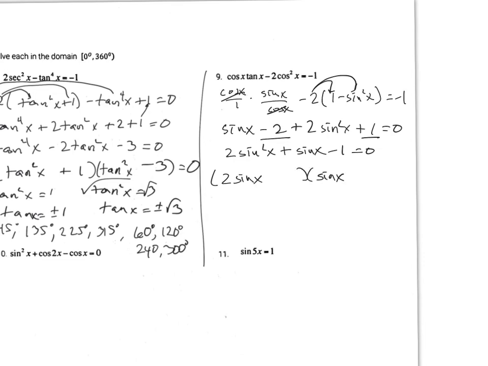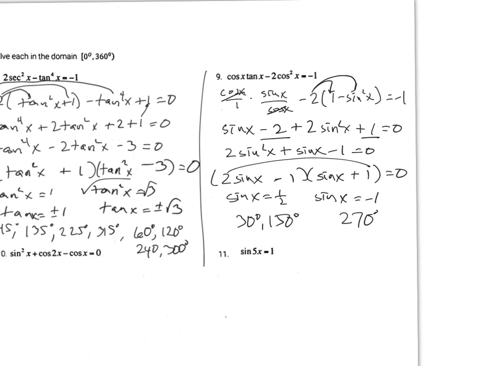Factor this out. The only way to get 1 is 1 times 1. And so we want this one to be a positive, so we get 2 minus 1. So now we get that the sine of x is equal to 1/2, and the sine of x is equal to -1. We're in degrees. Sine is 1/2, right, in first and second quadrant, so 30 degrees, 150 degrees. Sine is -1 straight down, 270 degrees.